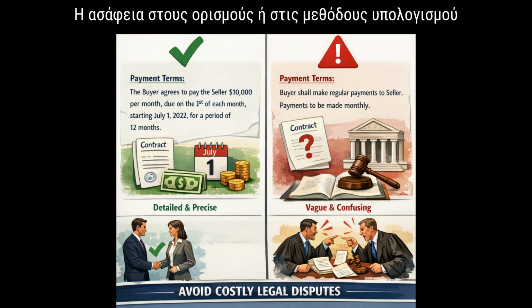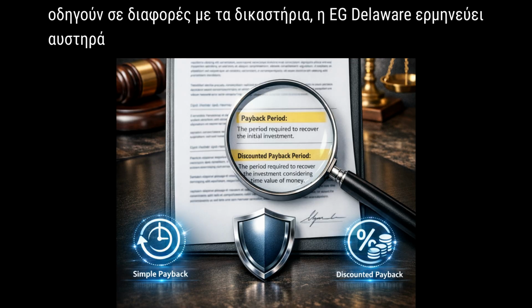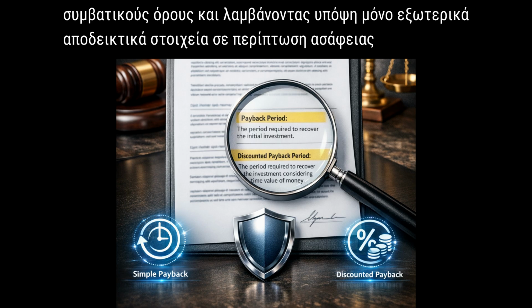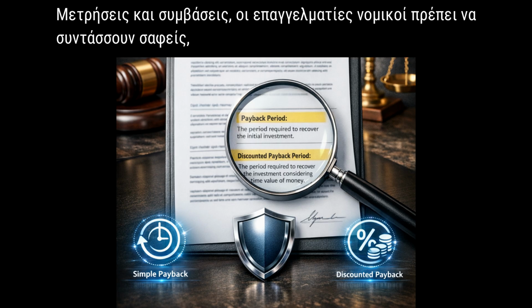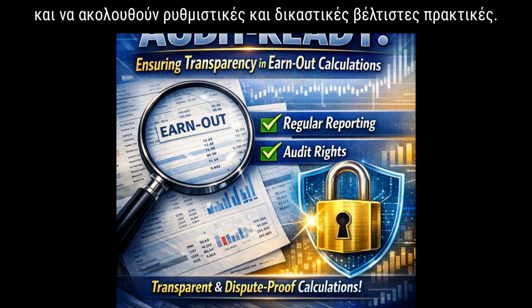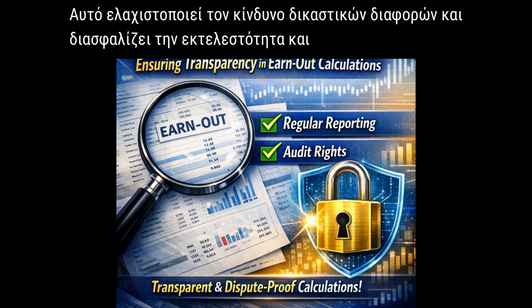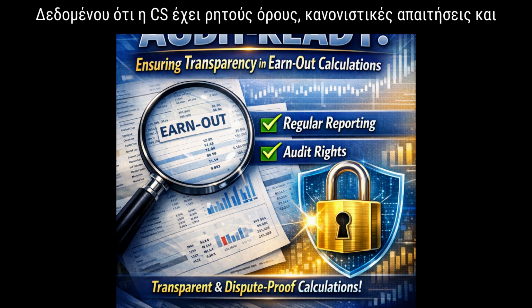Ambiguity in payback definitions or calculation methods can lead to disputes, with courts, e.g., Delaware, strictly interpreting contract terms and only considering external evidence if ambiguity exists. For effective use of payback period metrics in contracts, legal professionals must draft clear, detailed provisions, ensure robust audit and reporting rights, and follow regulatory and judicial best practices. This minimizes litigation risk and ensures enforceability in disputes, as courts favor explicit terms.